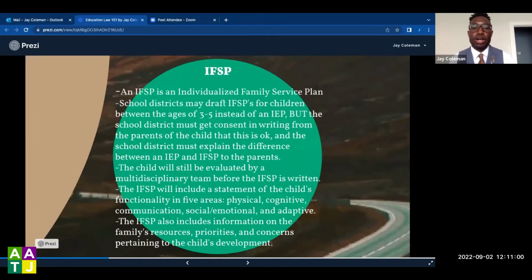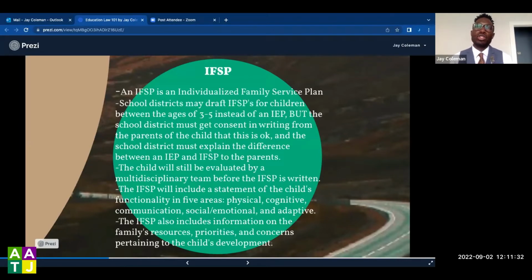So I just told you all about the IFSP, so now I'll actually explain what it is. It is an individualized family service plan. And what that means is it not only affects the child, but it affects their entire family. School districts may draft the IFSP for children between ages 3 and 5 instead of an IEP, but the school district must get consent in writing from the parents stating that they want an IFSP rather than an IEP. And at the end, I'll tell you guys which one I think is better.